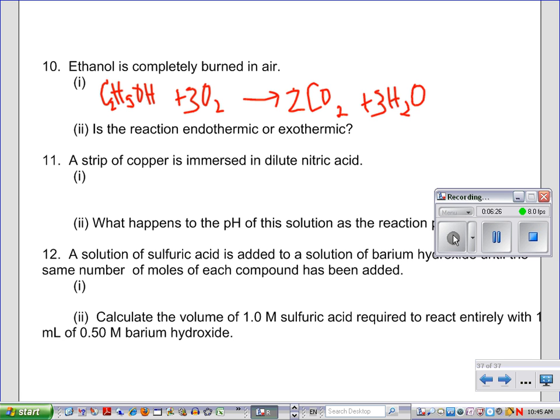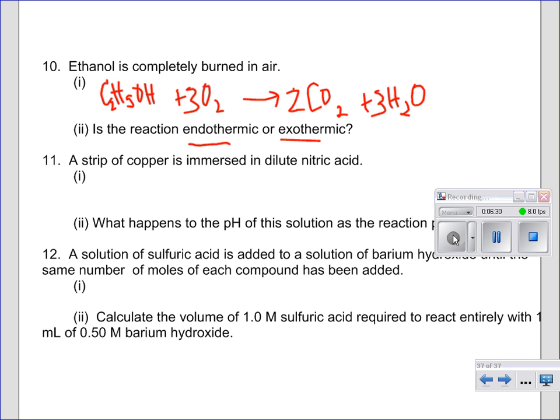Is a reaction endothermic or exothermic? Just by common sense. What kind of reaction is it? Combustion. What do combustion reactions do? Blows up. So it's exothermic. Good. These are the type of questions you might not have seen before, but you know enough to kind of figure that out.